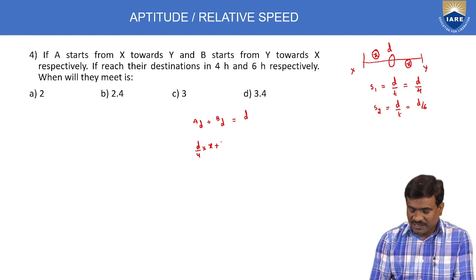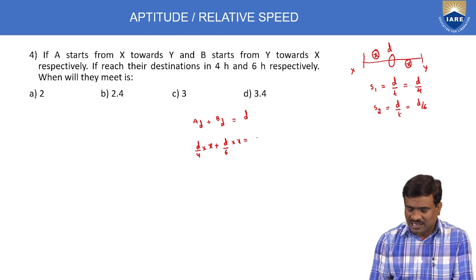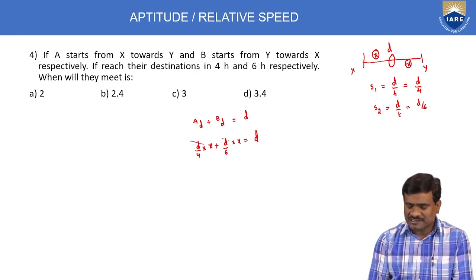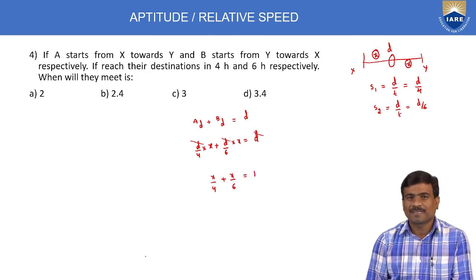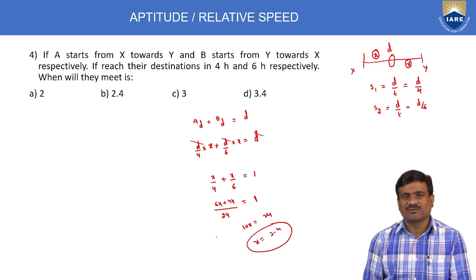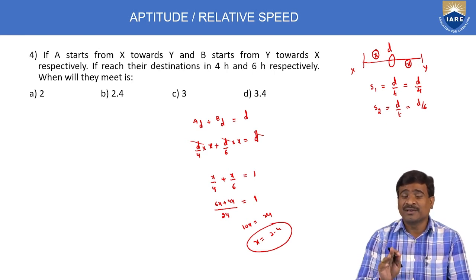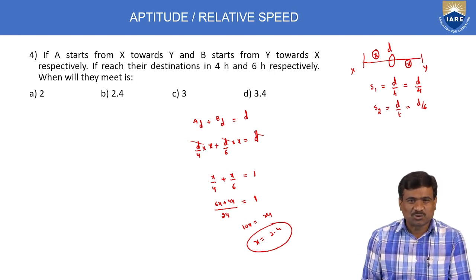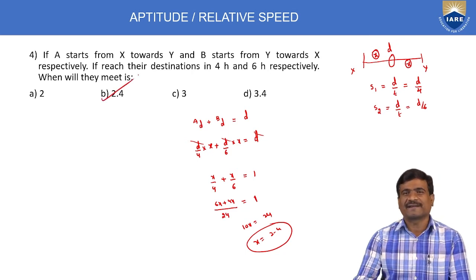Next, B's distance: B's speed is D by 6, and B's time is X. The total is equal to D. By using LHS and RHS, the D terms cancel. Next, x by 4 plus x by 6 is equal to 1. Taking LCM 24, the numerator is 6x plus 4x is equal to 24. Here 10x is equal to 24. X is equal to 2.4 hours, where x is the meeting time of the two persons. The answer is 2.4 hours, option B is correct.